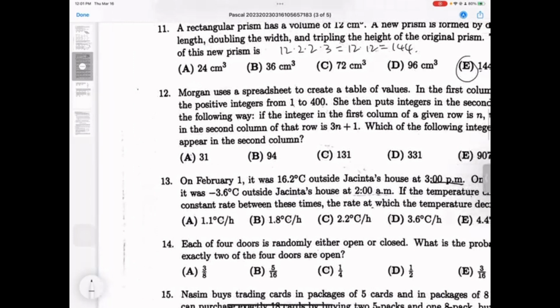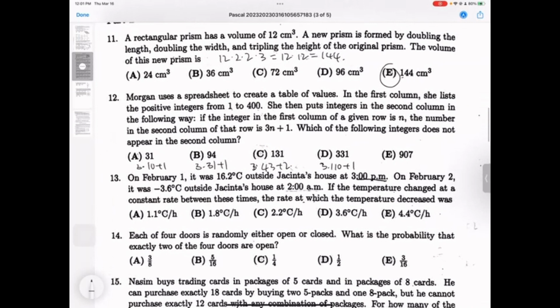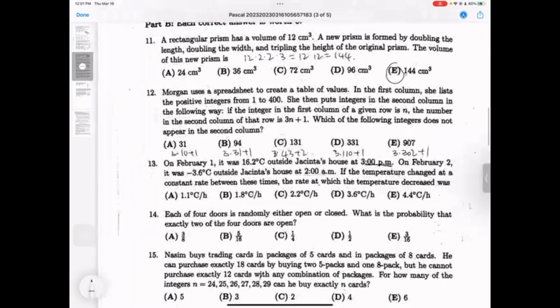So 31 is 3 times 10 plus 1. 94 is 3 times 31 plus 1. 131 equals 3 times 43 plus 2, and 331 equals 3 times 110 plus 1, and 907 equals 3 times 302 plus 1, so the answer is D.